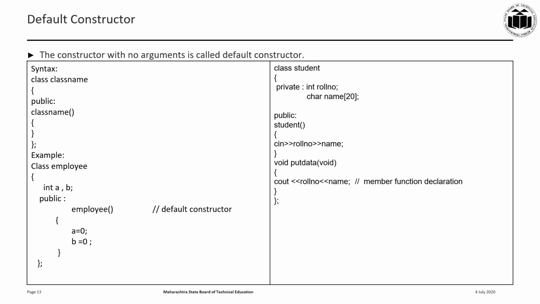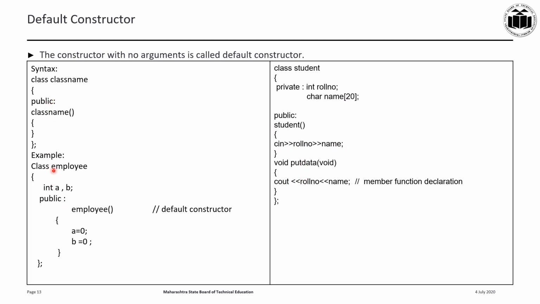Where do you pass the arguments? After writing the constructor name, which is your class name, in the open and close brackets we can pass the arguments. Yes, we can pass arguments to a constructor, but in the case of a default constructor there is no need to pass any argument. For example, class student with int roll number, name, then student constructor with cin of roll number and name, and input data which just displays the roll number and name.